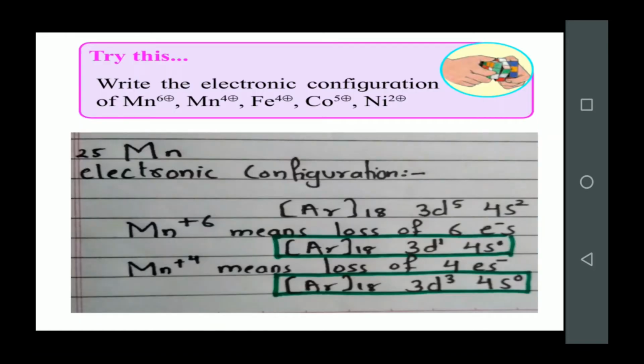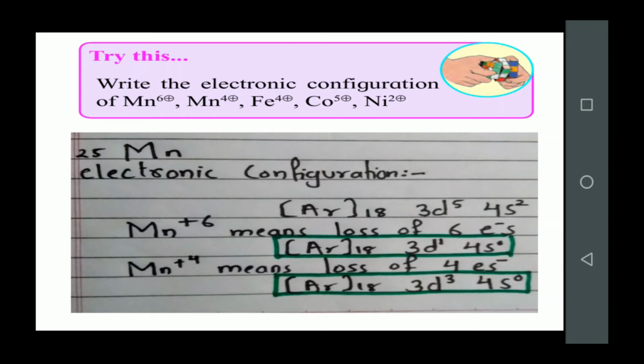Now another question is asked, write the electronic configuration of the ions manganese 6 plus, manganese 4 plus, iron 4 plus, cobalt 4 plus, nickel 2 plus. Now whenever this kind of question is asked, students, the first thing is you should know the name and atomic number of these elements. Okay, so Mn is your manganese and its atomic number is 25. If we know the atomic number, we can easily write the electronic configuration. The ground state configuration is shown here, argon 18, 3d5, 4s2.